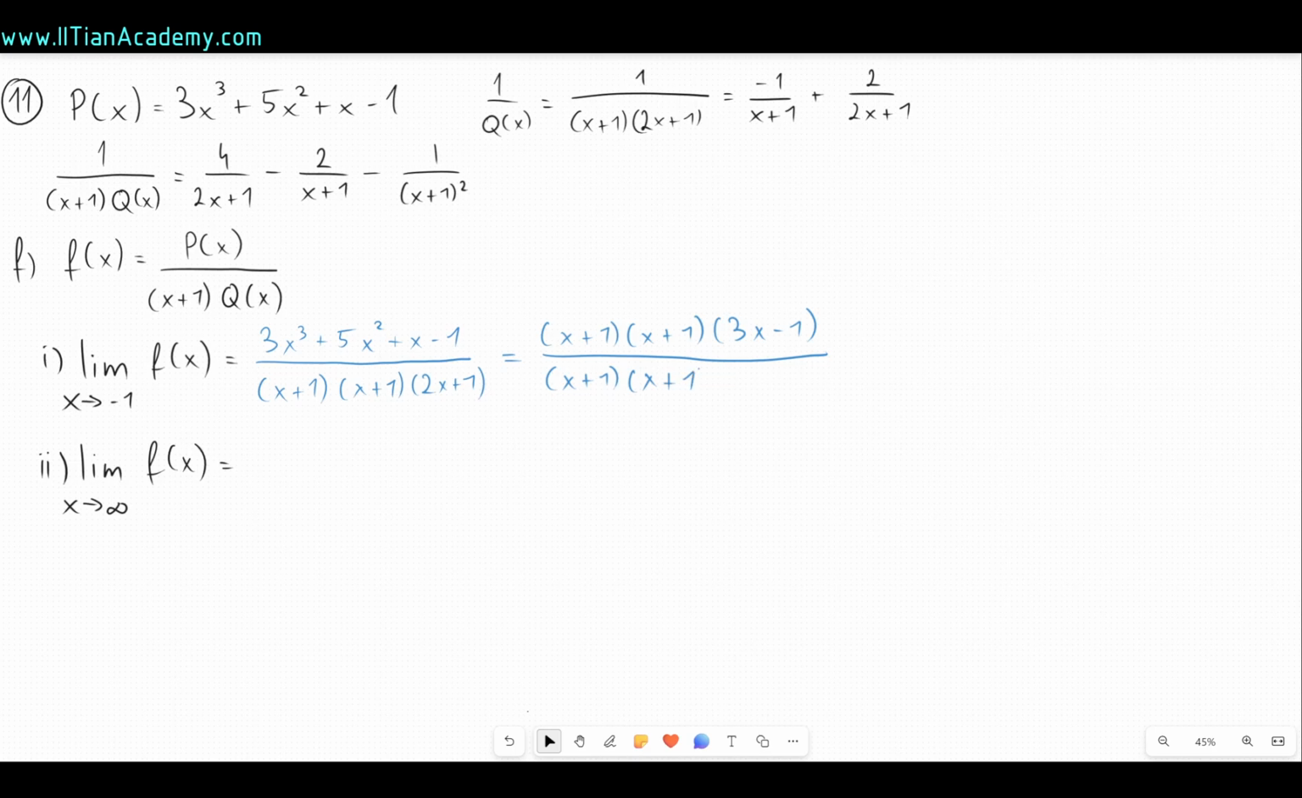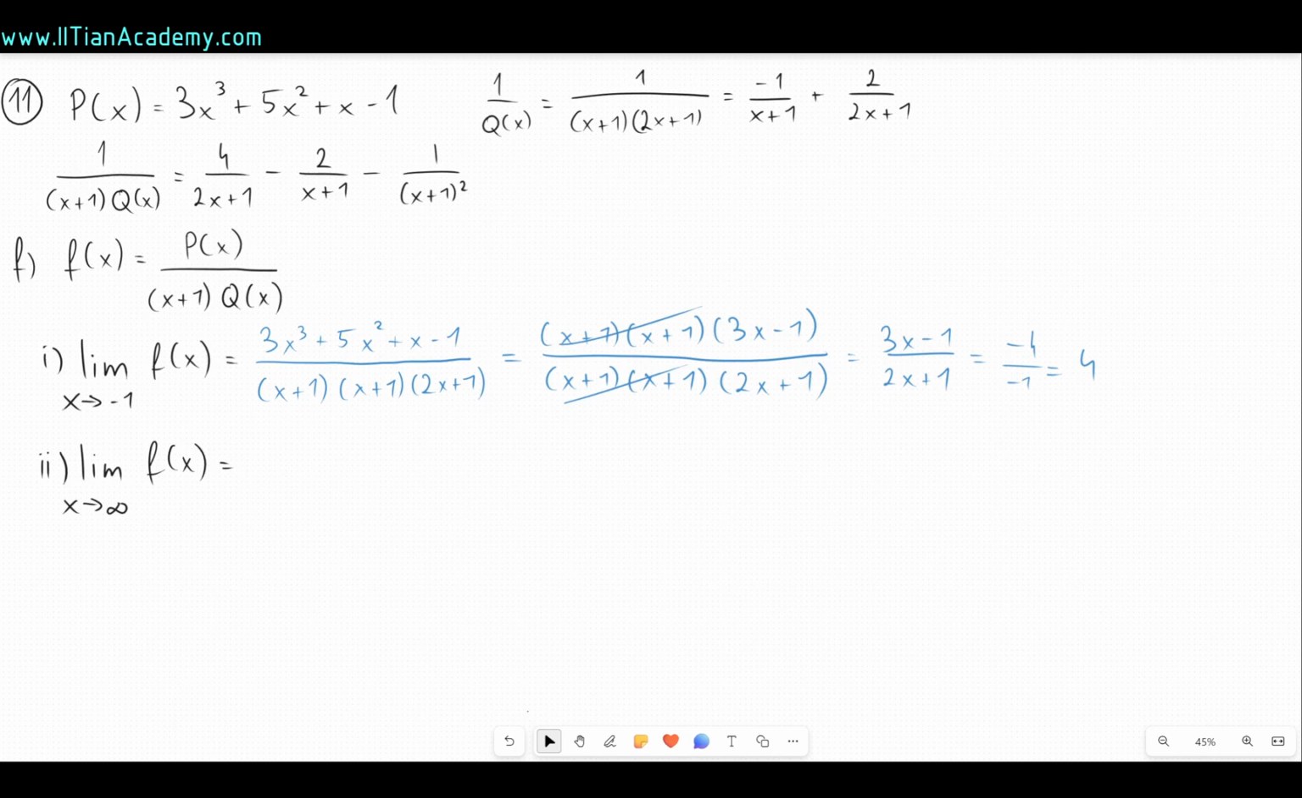So we can notice that these problematic terms fall out very nicely. So this cancels out, so we're just left with 3x minus 1 over 2x plus 1. So if we now plug in the limit, we will simply plug in minus 1, so minus 3 minus 1 is minus 4, minus 2 plus 1 is minus 1, so this will simply be 4, like this.